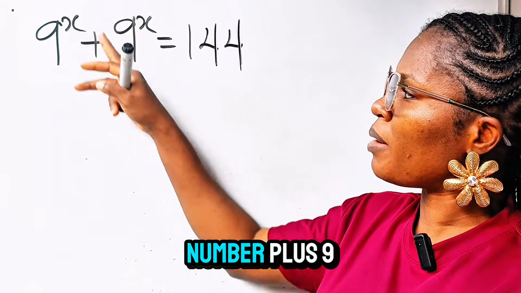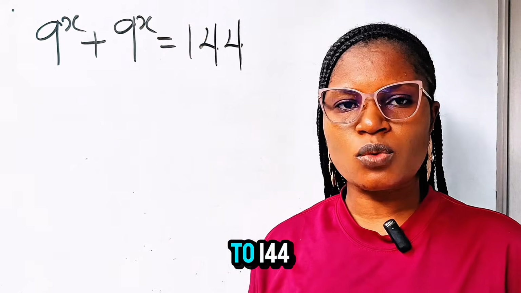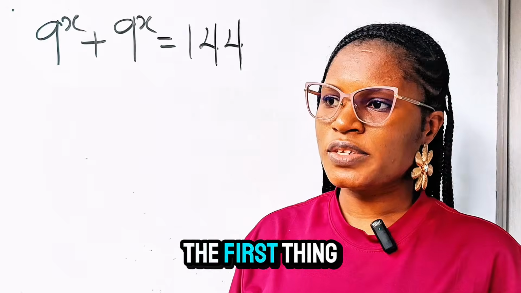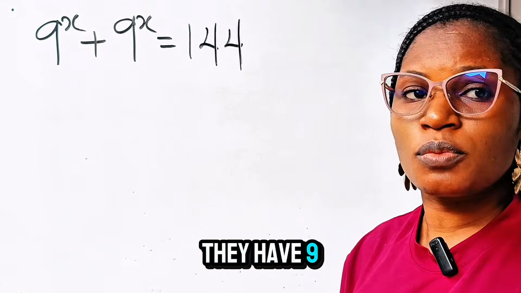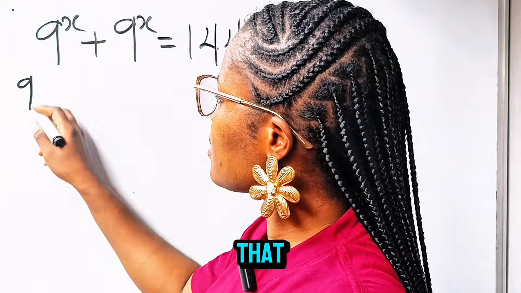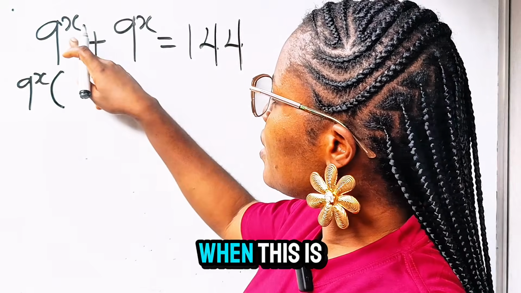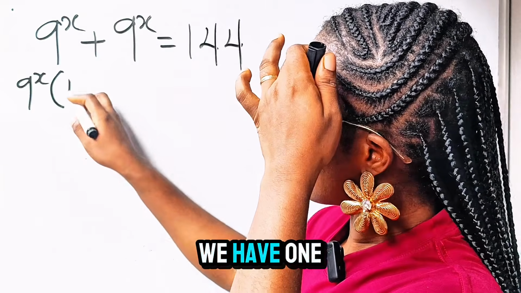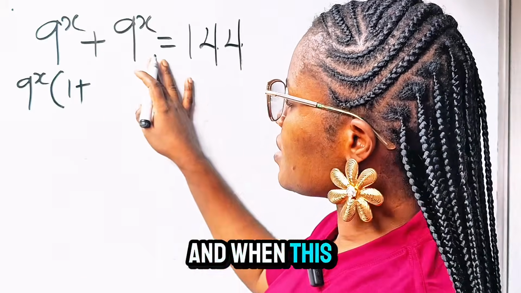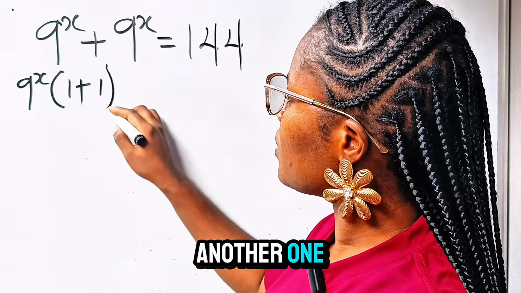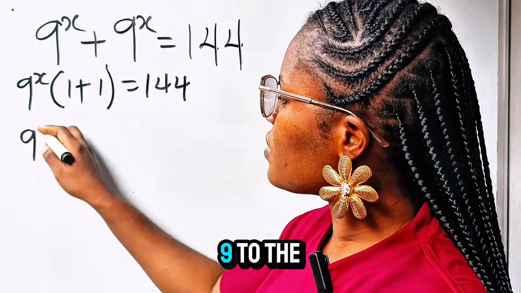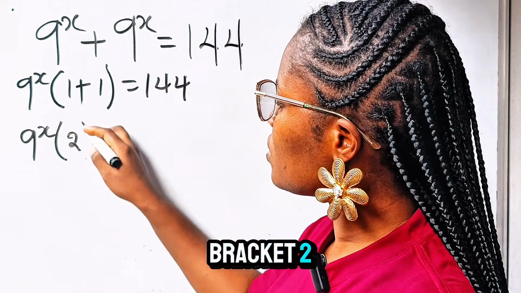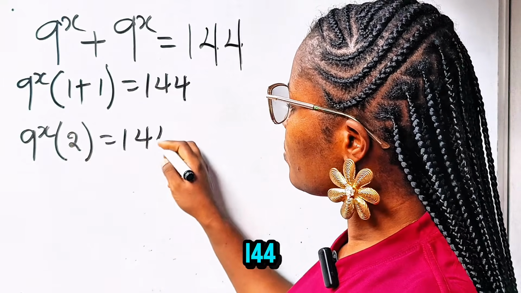9 raised to the power of x plus 9 raised to the power of x is equal to 144. The first thing we need to do is, when you look at this and this, they have 9 to the power of x in common. So let's write that. When this is divided by this, we have 1, and when this is divided by itself, we have another 1, is equal to 144. So we have 9 to the power of x times (2) is equal to 144.